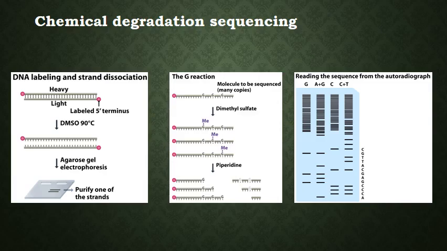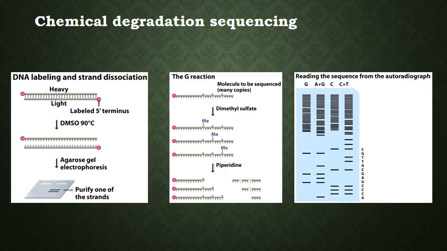The family of molecules generated in each reaction is loaded into a lane of a polyacrylamide slab gel for electrophoresis. The positions of the bands in the gel are visualized by autoradiography. The band that has moved the farthest represents the smallest piece of DNA. In the example shown here, this band lies in the A plus G lane, where there is no equivalent size band in G. So the first nucleotide in the sequence is A.